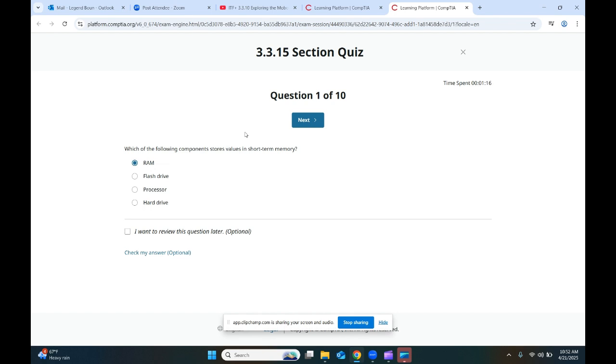So the answer is RAM, which stands for random access memory. It stores information for your CPU to use, and when you turn your computer off, it clears it all.